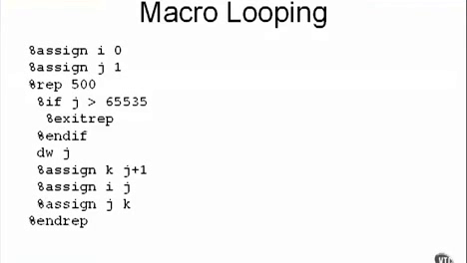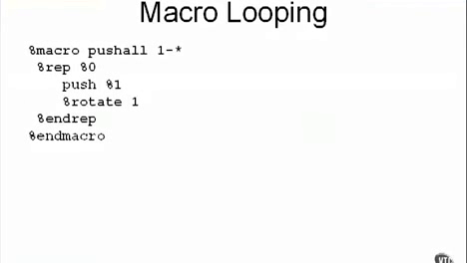The important thing to remember is that all this looping and all the calculation takes place in the assembler, not when the program runs. And you can put a loop inside a macro. This macro is defined to accept any number of arguments from 1 up. That's because the upper range value is an asterisk, which means unlimited. It pushes all the arguments onto the stack. The number of times the loop is repeated, %0, is the number of arguments supplied to the macro.